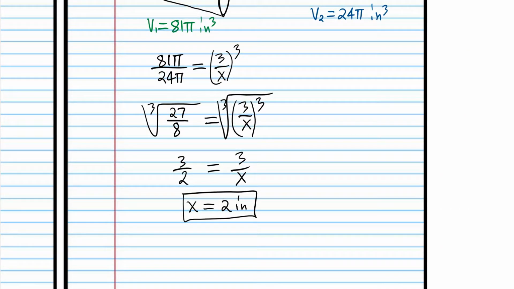Now if you got a decimal here, you should have gotten 1.5, and in that case you would have 1.5 is equal to 3 over x, and you can consider this to be over 1, and then just cross multiply. You get 1.5x is equal to 1 times 3, which is 3. Divide both sides by 1.5, and you get 2. So that's just another way to do it.